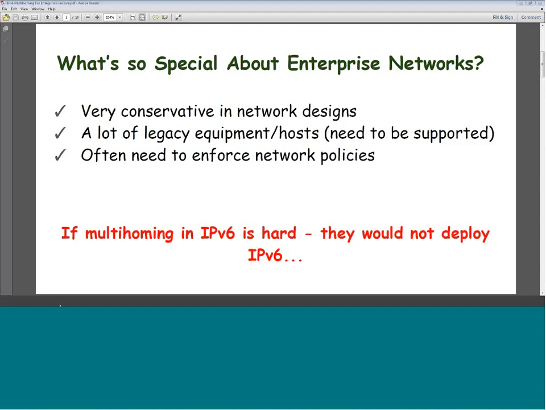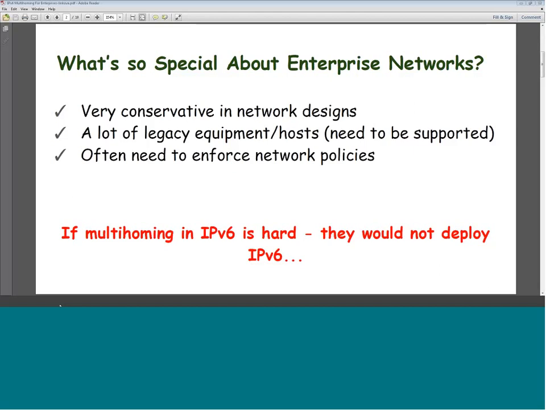So basically, I used to work for service providers, and when I started looking into enterprise networks, I found that they're completely different. They're more conservative in network designs. It means it's really hard to convince them to do something different unless you provide very good reasons. They have a lot of legacy equipment, hosts which have limited support, and we can't expect them to be updated. And every time I talk to enterprise people, they most likely are not going to be the last people to deploy V6 in general, because they have not so many reasons to do that as service providers, for example.